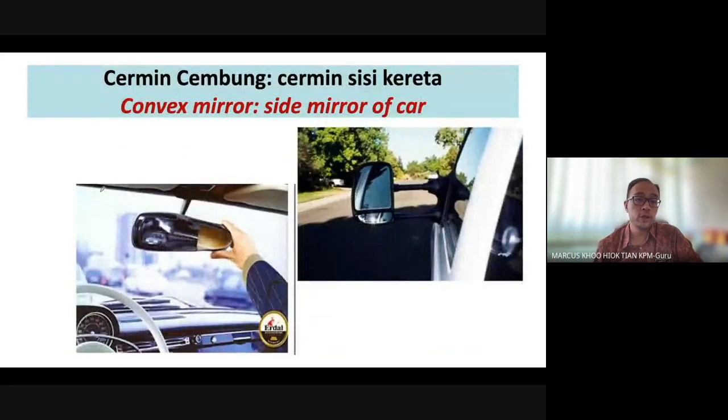Another one that is used usually is the side mirror of the car. Generally, the side mirror of the car is a convex mirror because the picture inside the mirror is smaller. So remember this, convex mirror is the one that curves outside. Maybe to us when we feel the mirror, it doesn't feel that way. But actually, it's curved outwards. That's why you can see the car looks much smaller.